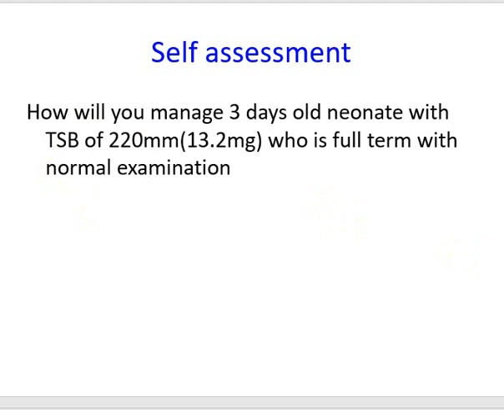This is another question. Again, it is easy. A 3 days old neonate comes with jaundice. Total serum bilirubin is 13.2 milligram per deciliter. This baby is full term. On examination, he has normal findings. So, what is your answer regarding the management of this neonate?